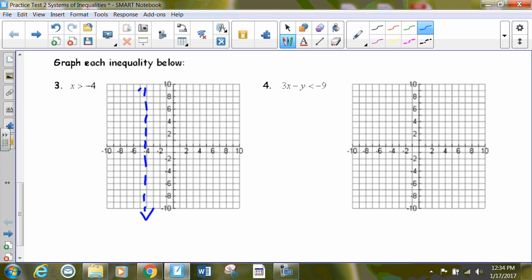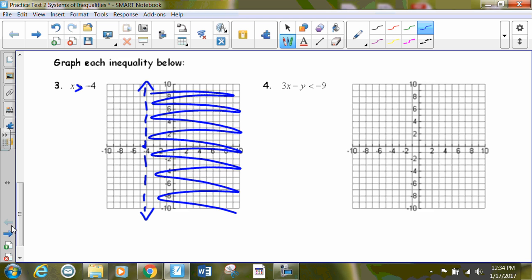Now I always say put your pencil on the y-intercept. There is no y-intercept. When there's not a y-intercept, your only choice is to put your pencil on the x-intercept. And instead of asking yourself, should I shade up or down, you're asking yourself, should I shade to the left or to the right? So when I see x is greater than, I think about all the numbers to the right that are way greater than -4. So my shading is going to be to the right.